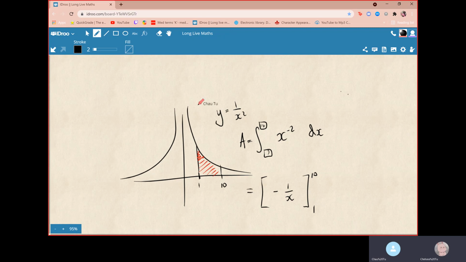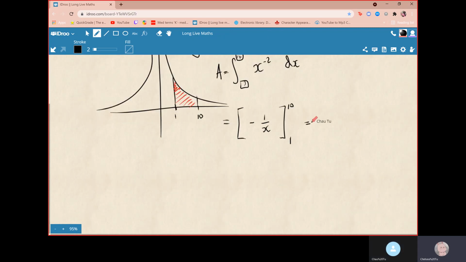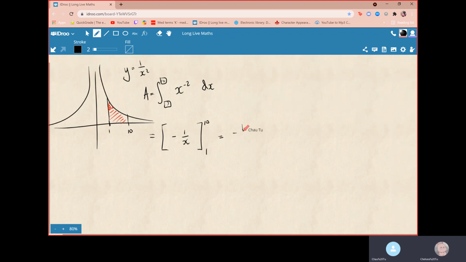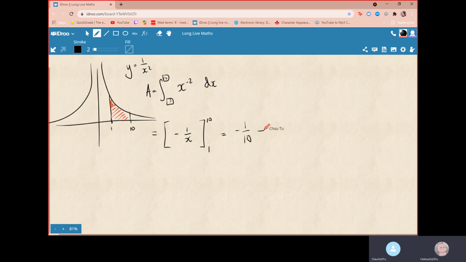So then you do negative 1 over 10, and then minus negative, or plus negative. Wait, yeah, plus. Just plus. Plus what? Plus 1 over 1. So then that would equal 0? Why? Oh, no, it equals 9.